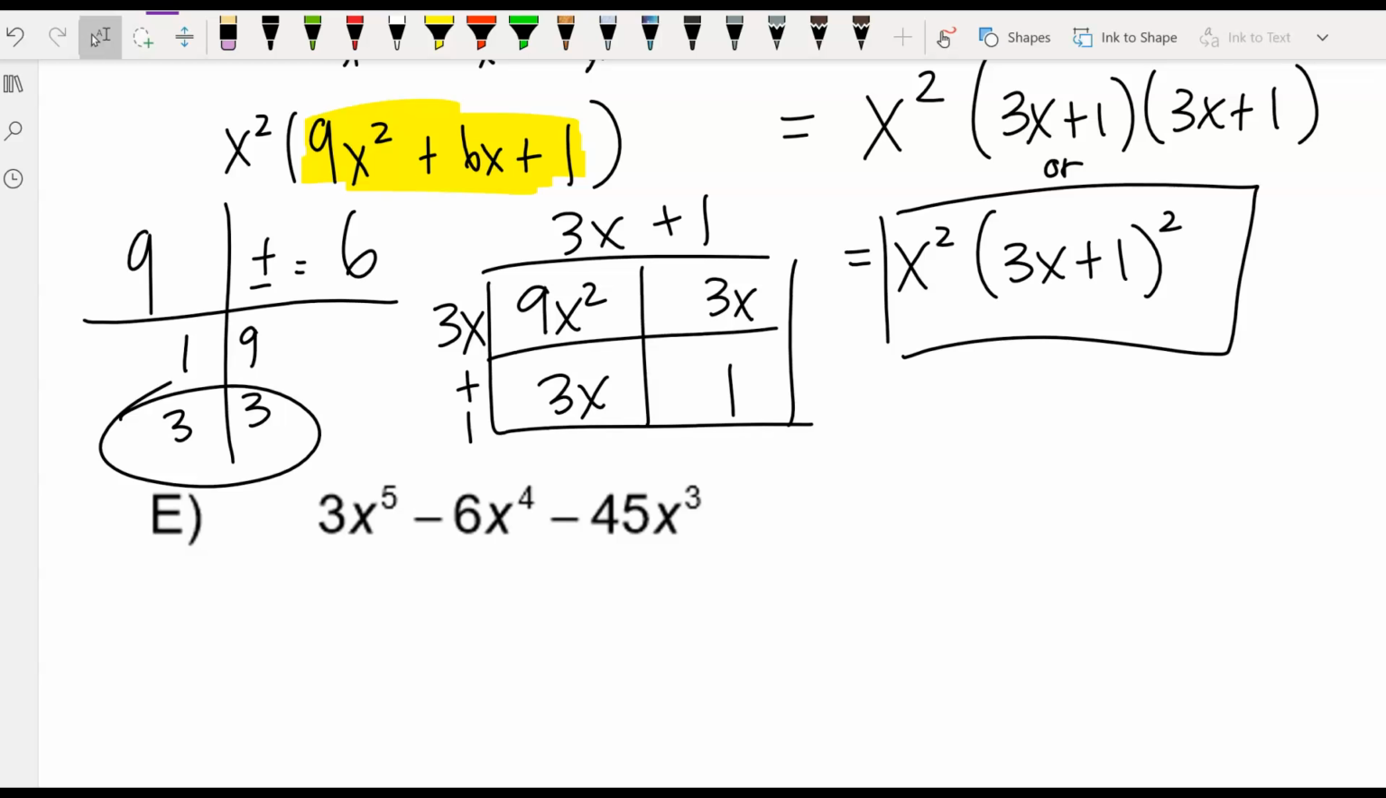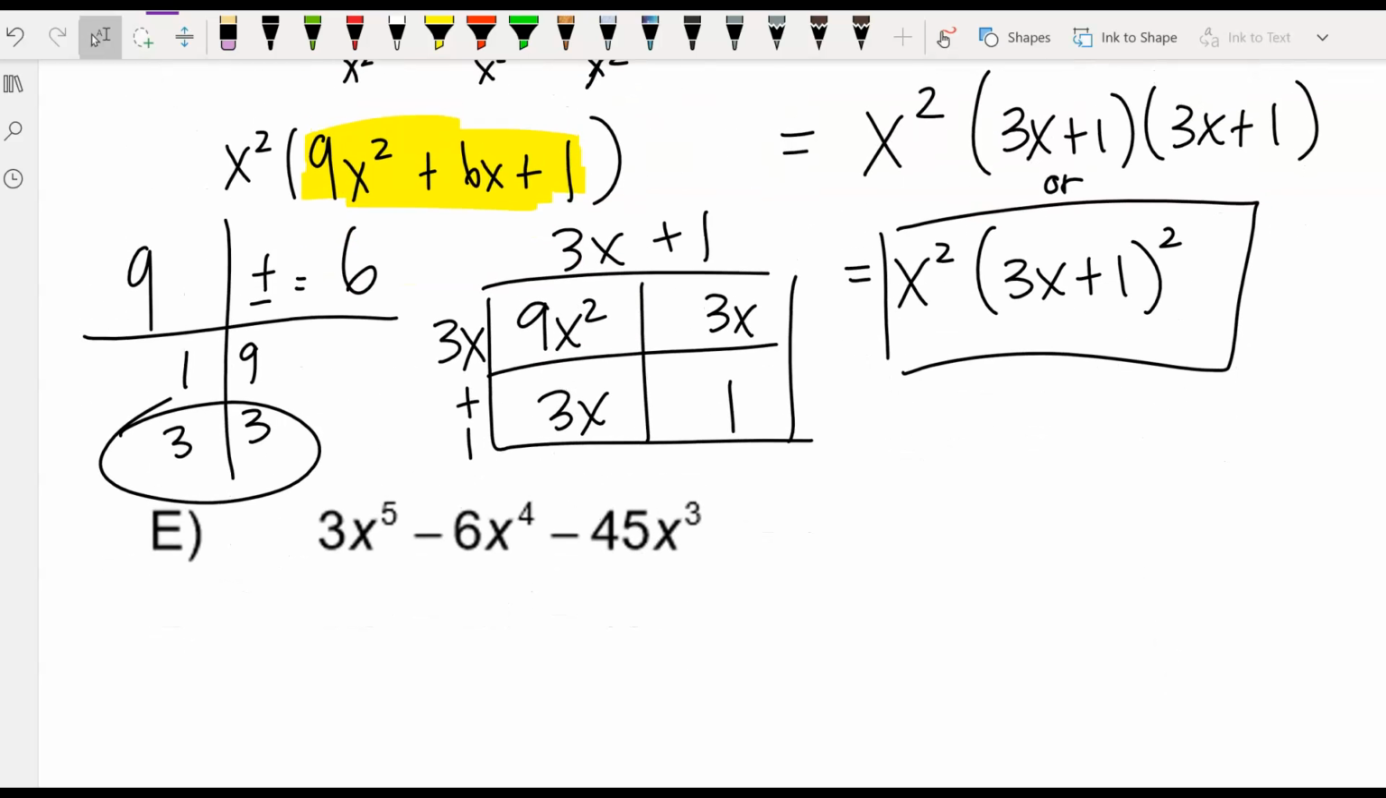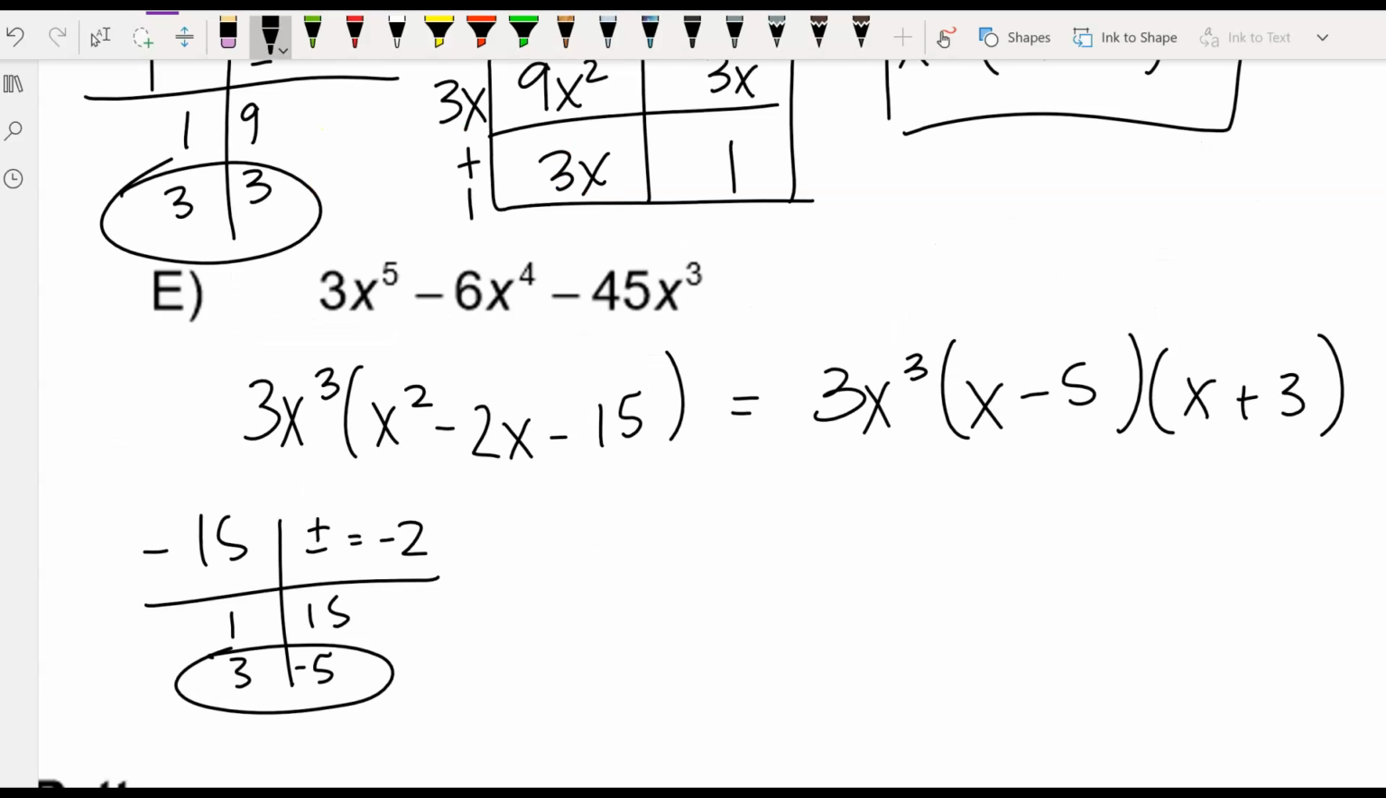All right, the next one, go ahead and check. Just remember, check for that greatest common factor first, and then you should be able to factor the rest. All right, you should have gotten 3x to the third, and then x minus 5, x plus 3, because the factors were 3 and negative 5 after taking out that 3x to the third.